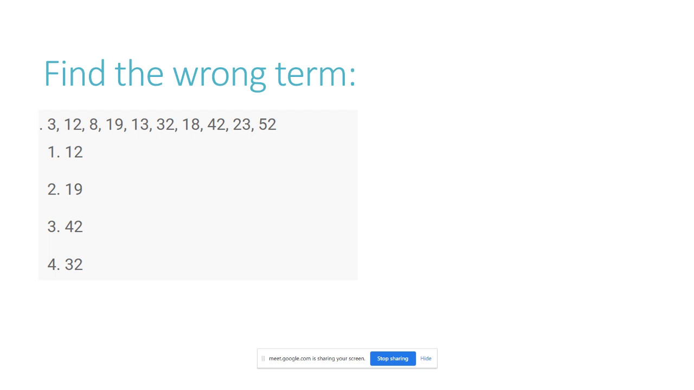Okay, just think about it. Just try to see. यहाँ पर कुछ एक सीक्वेंस दिया है, उसमें से एक नंबर ऐसा है जो पैटर्न को सेटिस्फाई नहीं कर रहा. That number could be 12, 19, 42 and 32. Just try to see which number is not satisfying that pattern. Try to analyze that data. I think तब तक सब लोग ज्वाइन हो जाएंगे.